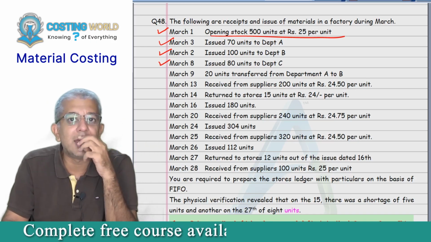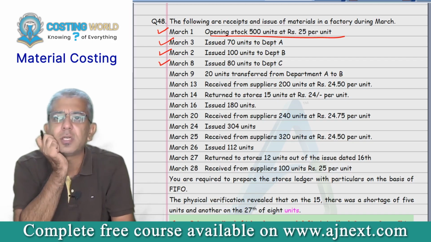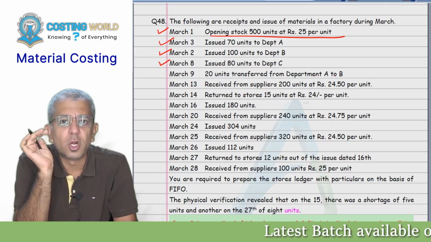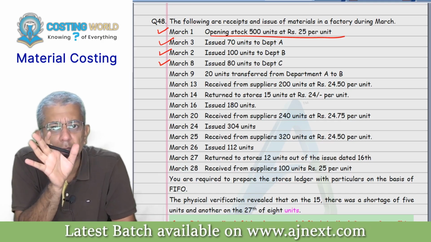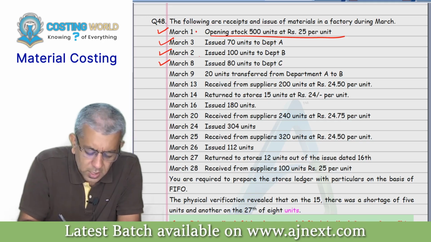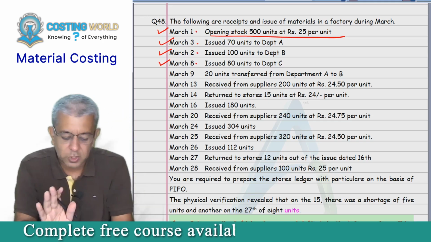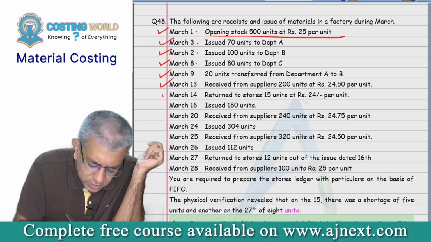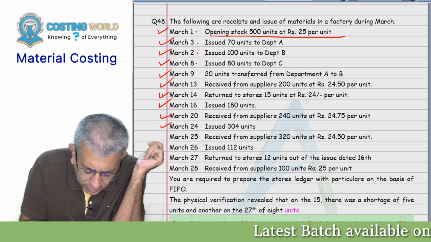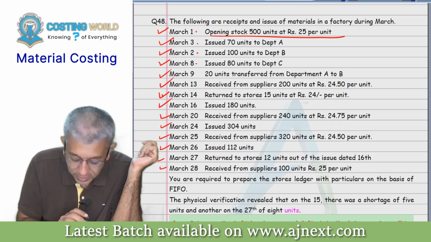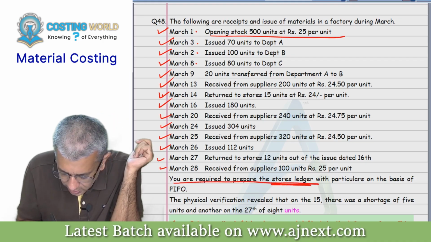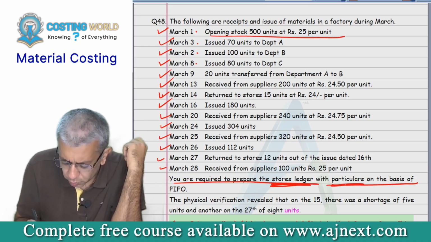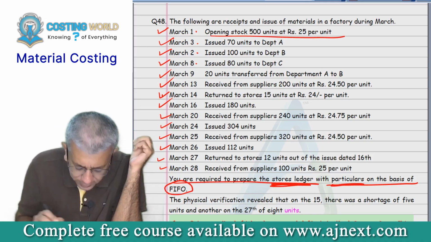You always pass the entries in chronological order. What do you mean by the term chronological order? In the order of date, no? Date and time. So therefore, March 1st, March 2nd, then March 3rd, then March 8th, so on and so forth. Further, March 9th, March 13th, March 14th, 16th, 20th, 24th, 25th, 26th, 27th, 28th. You are required to prepare the SLC account, with a particulars column, that I'll show you what I mean by that, based upon the FIFO method. So it is a FIFO method.